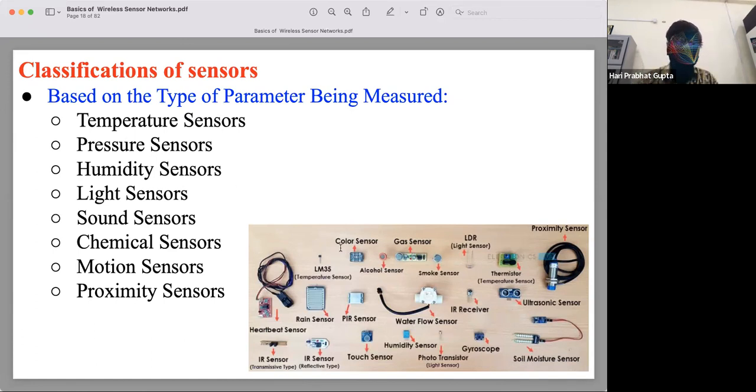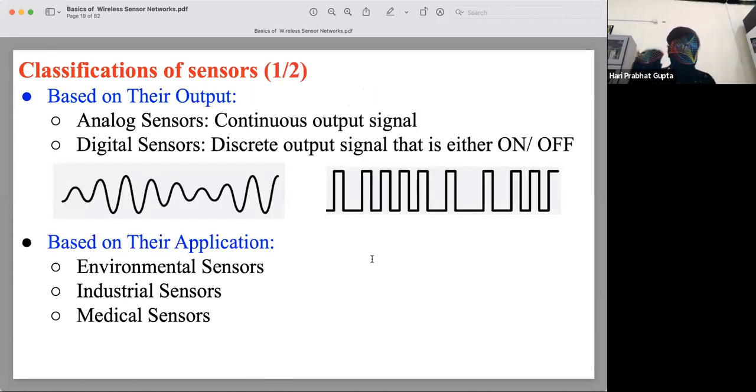And right now, because of the low cost of the architecture, these sensors are very cheap, because the architecture is very cheap and very nano size. So the cost of these sensors is very low as compared to earlier. Now we go to another class of sensor classification.